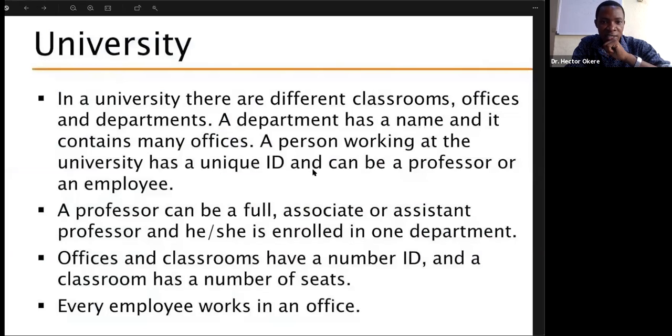A person working at the university has a unique ID. So we have a person working in the university. One person can be a professor or an employee, and this professor can be an associate or assistant. So let me share mine with you already. So let's discuss it together.